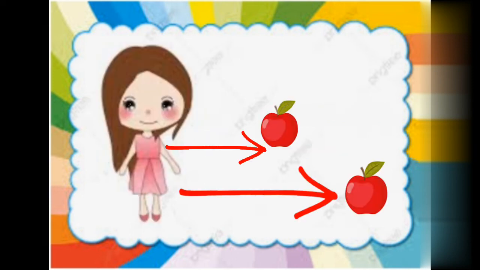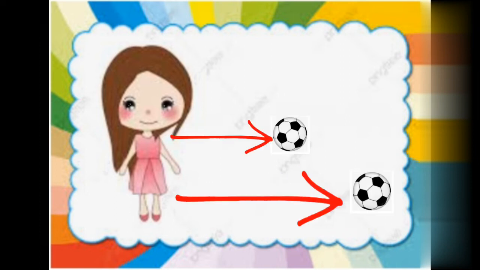The first apple is near to me, so I will use this. And the other apple is far away from me, so I will use that. In the same way, we are going to the second example. The first ball is near to me, so I will use this. And the other ball is far away from me, so I will use that.